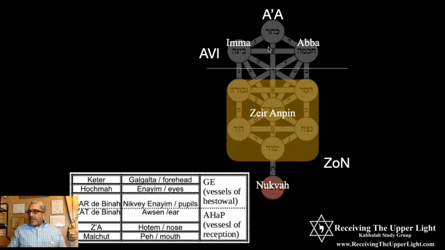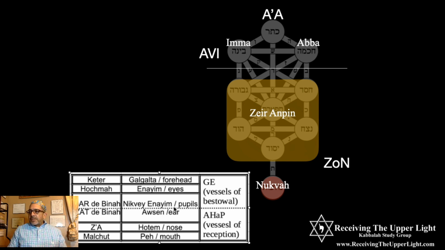What we're going to find is that we're going to have Arik Anpin by itself, and then something called Avi. Avi is basically an acronym for Abba and Ima. Then Zeir Anpin, of course, is going to be these 6 sefirot, and Nukva is Malchut. But then we're going to have also something called Zon. When we mention Zon, we're mentioning Zeir Anpin together with Nukva. So Zon is basically Zeir Anpin and Nukva.